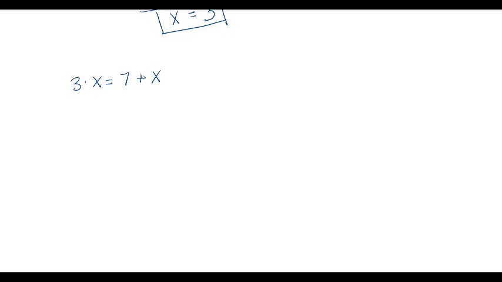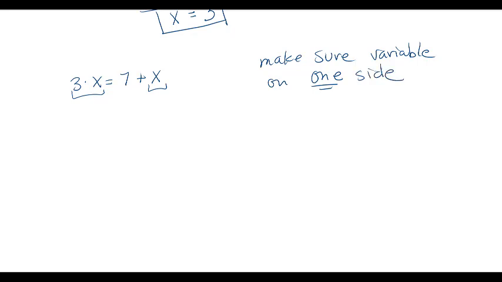Okay, in this example, this x here is isolated, but unfortunately we have another x here, okay? And in order to divide by 3, we really should first make sure that all our x's are on the same side of the equality. So I'll write this down. Make sure variable on one side only. Okay? So in order to do that, let's try to get rid of the x on this side, on the right. To do that, we have plus x here.